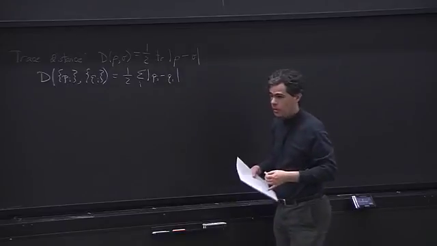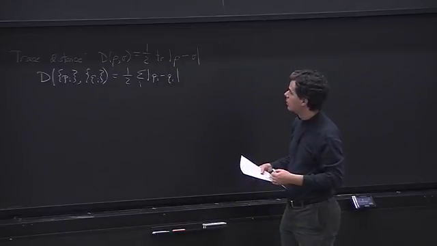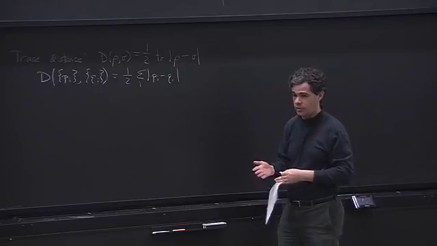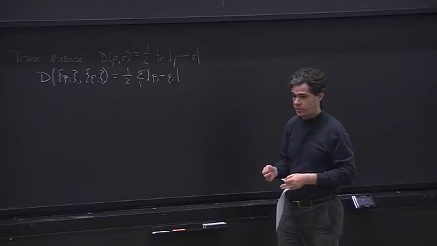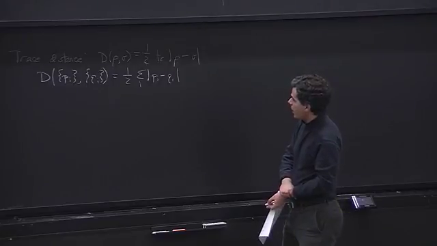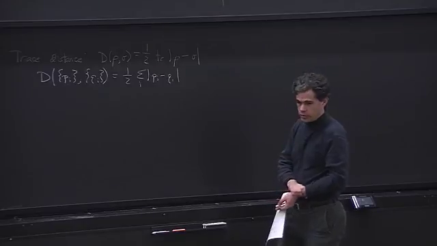Okay. Yeah. So is that absolute value in the trace? Yes, the absolute value is inside the trace. That's very important. Right, so that's like the square root of rho minus sigma, dagger, rho minus sigma. Yeah, sure, that's one way of defining it.